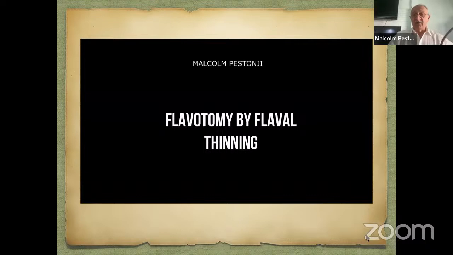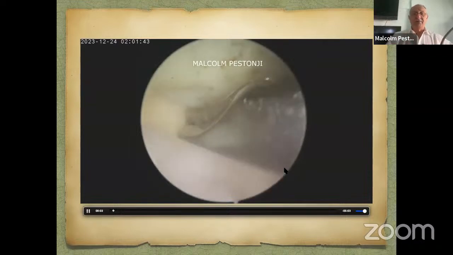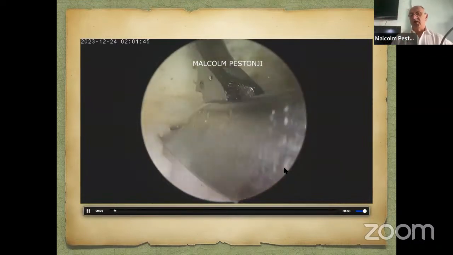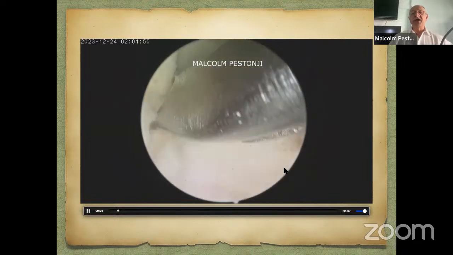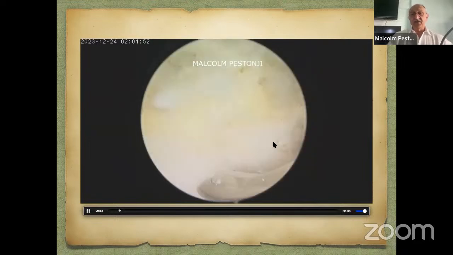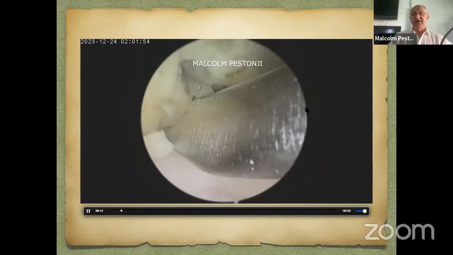Now I'm going to play one more small video which shows how I do a flavotomy. Every time you don't need to do bone work, if there's a large bone window, you just use an arthroscopic punch and you thin out the flavum. As you thin out the flavum, you will see punctate hemorrhaging there.